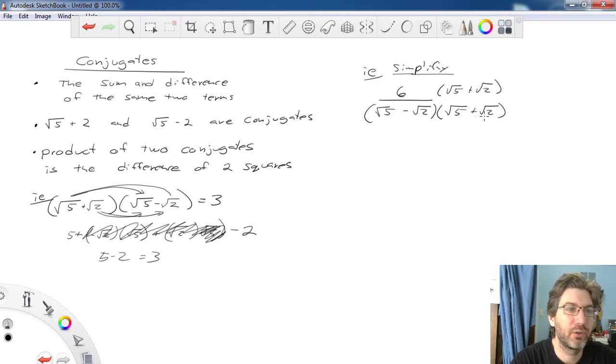And in doing so, your denominator is going to rationalize. You're going to get the radicals out of there. We just did this one over here. So when you multiply this out and FOIL it out, I guess I'll write it again.